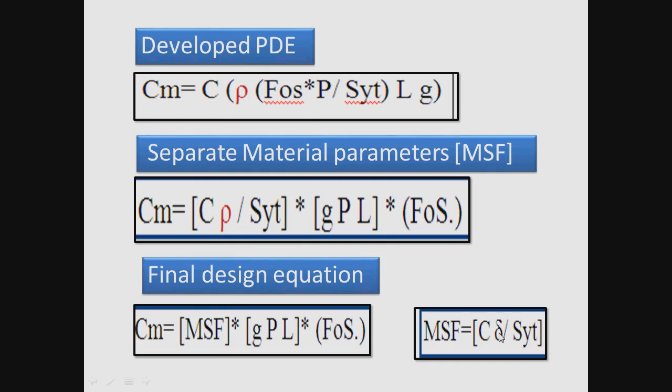So MSF is equal to C into rho divided by SYT, C into delta. Here, instead of rho, delta is used. Both are the same, both are used for density. So this MSF value we need to calculate for all the given materials.